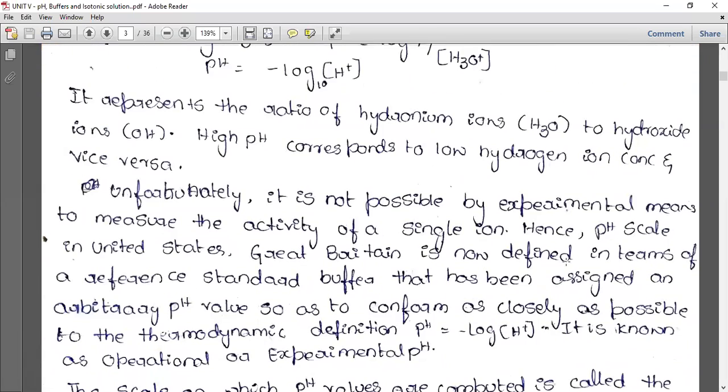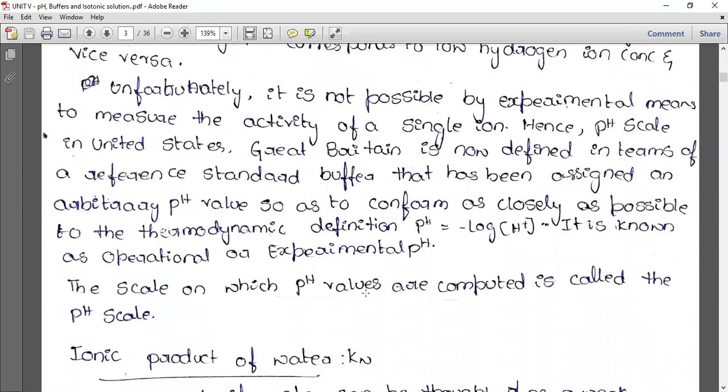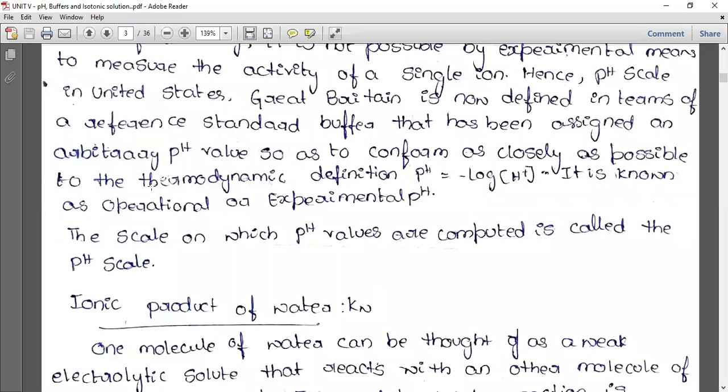It is not actually possible experimentally to measure the activity of a single H plus ion or H3O plus ion. Hence, the pH scale was introduced by the United States as well as Great Britain, which we are now going to call a standard reference for the buffer, which is actually an arbitrary scale. What do you mean by arbitrary? Imaginary. Right.